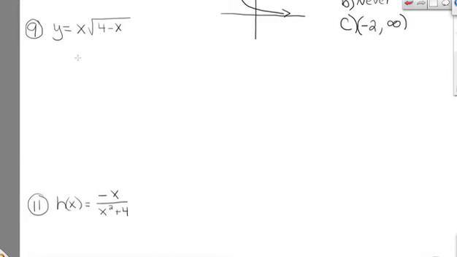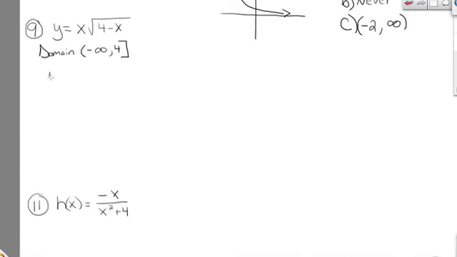Alright, I'm going to consider the domain. At x is 4, I'm good. At x is 5, I have a problem. So it looks like my domain is going to be -infinity all the way up to 4, including 4. If I plug in a negative number, it's going to turn to positive, and I'll be fine for my square root. So that means I'm going to be checking my endpoint at 4.